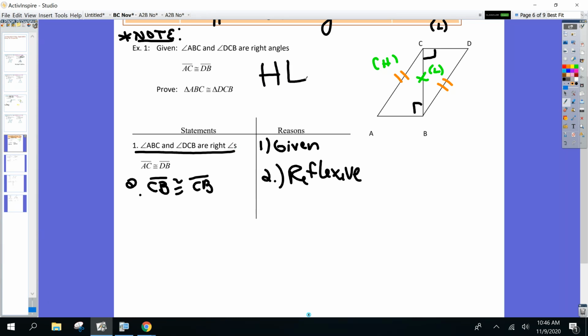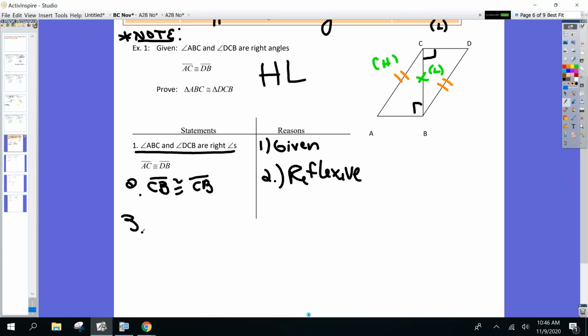Anybody see any angles in there? In HL? No. So, in an HL proof, you do not have to tell me the right angles are congruent. If you do, it's still okay. It's just an extra step that you didn't need. Everyone good? In an HL proof, I do need to tell you they are right angles, but you don't need to tell me they're congruent.